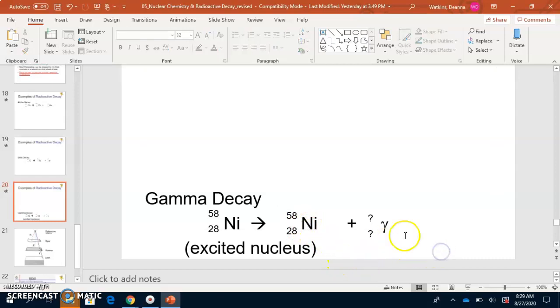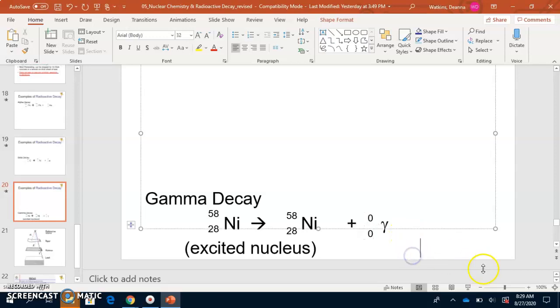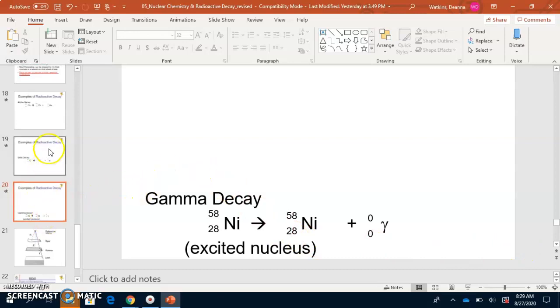Now, when it comes to writing the notation for a gamma particle, again, we said that it does not have a mass, or any protons, neutrons, electrons, no charge, any of that. So that is going to be 0. So gamma decay is very easy and simple to understand because it does not lose anything. So these are your examples of alpha, beta, and gamma decay.